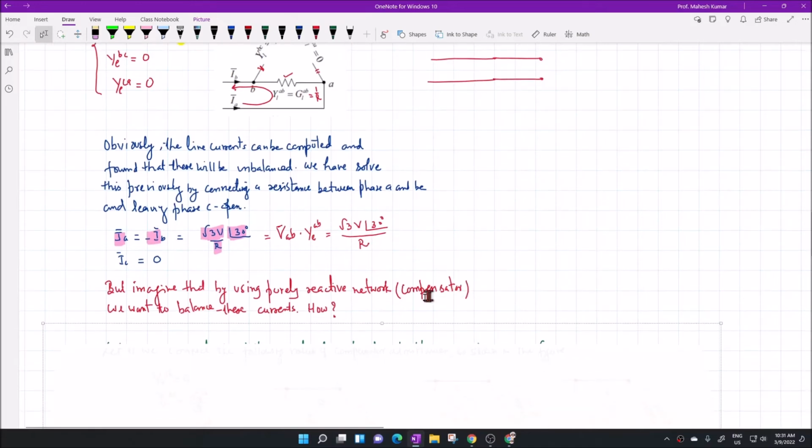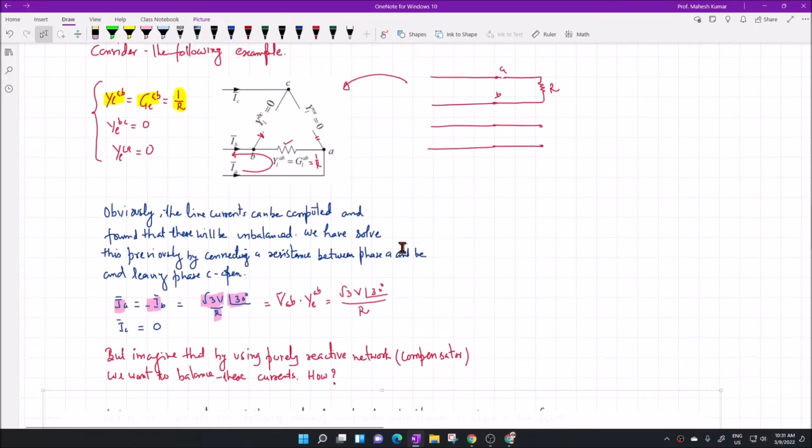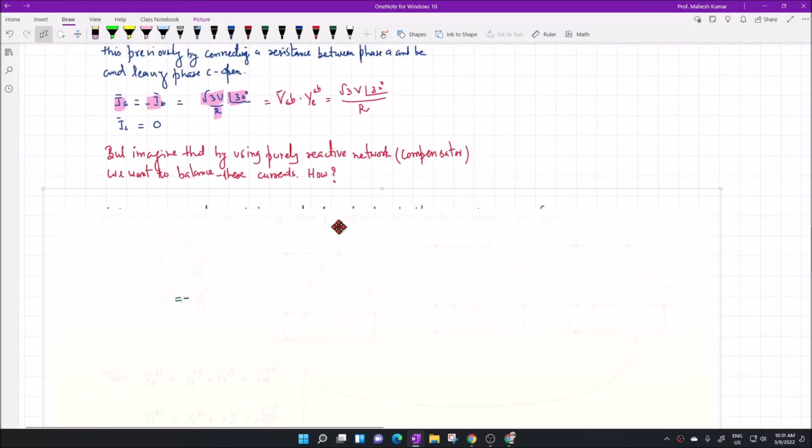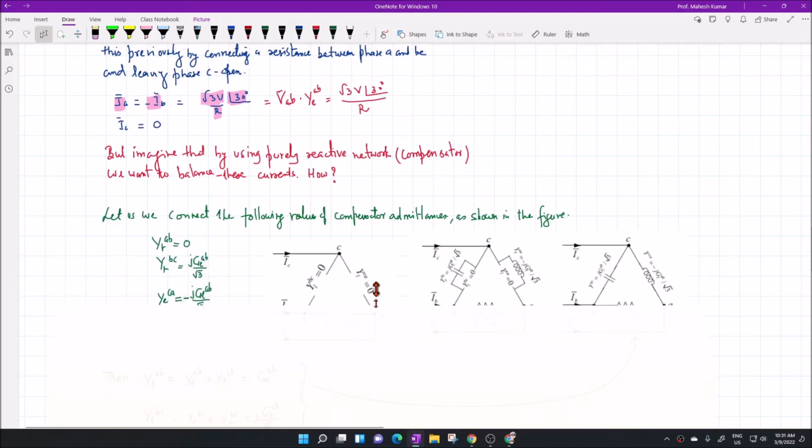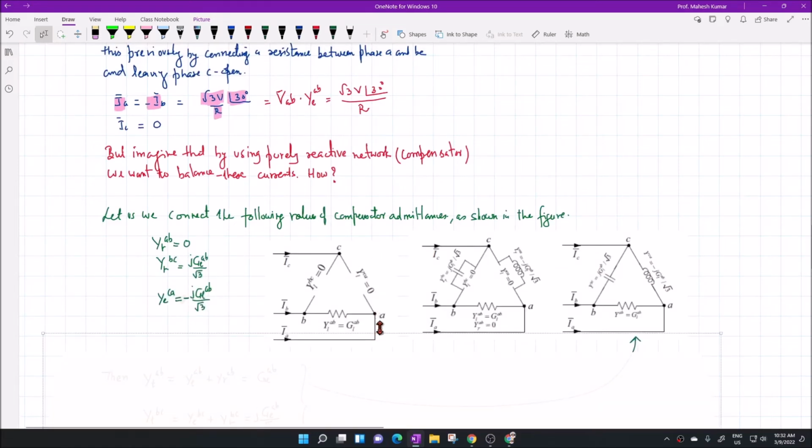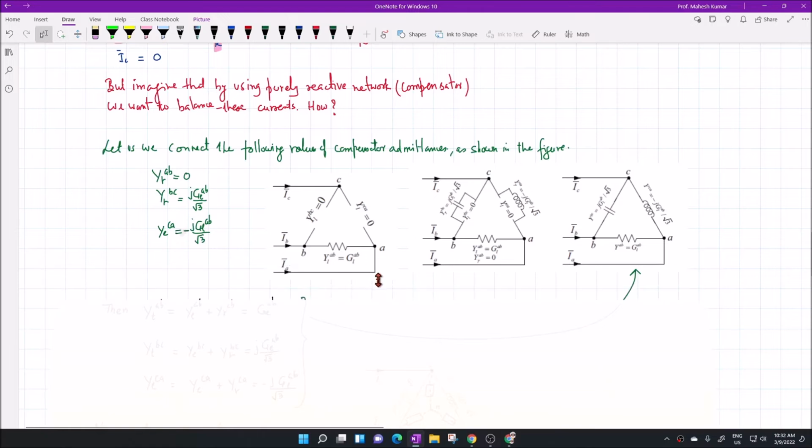Now the question is, can we make this system behave as a balanced three-phase system by connecting a purely reactive network? So let us see this possibility, how it is possible to make this load behave as a balanced three-phase system by connecting a purely reactive network. Now let us start with just some assumed values. Of course, there is a logic for those values.